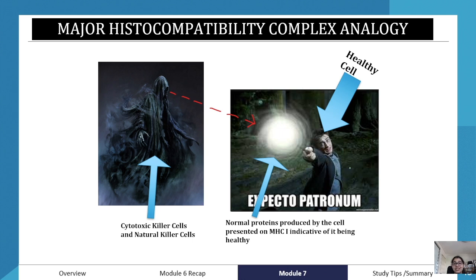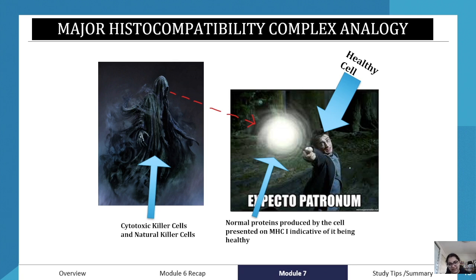So let's say that healthy cells are represented through Harry, and that Expecto Patronum, that Patronus, is the MHC, the cell showing the normal proteins that are being produced on the MHC1 to actually show that, hey, I am not the antigen presenting cell. I'm not the pathogen. Please let me go. That is what is happening here.